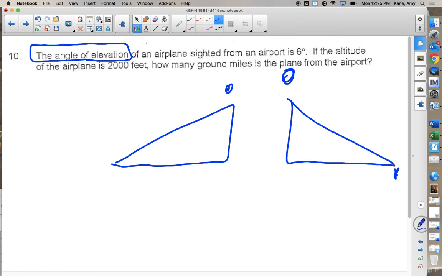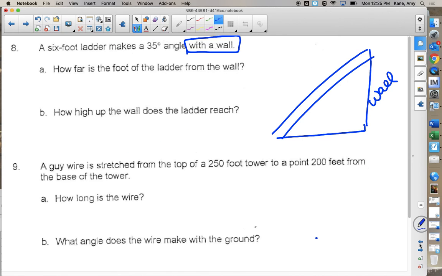Ashley. So if it specifically says it's connecting with something, make sure it's connecting to that value. Like here it says with the ground. So where is the ground? The angle has to connect to the ground. Other questions?